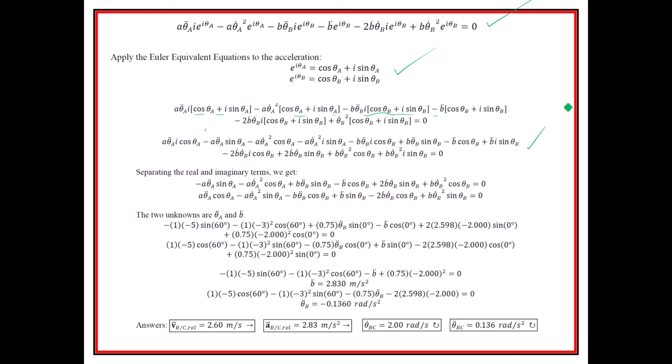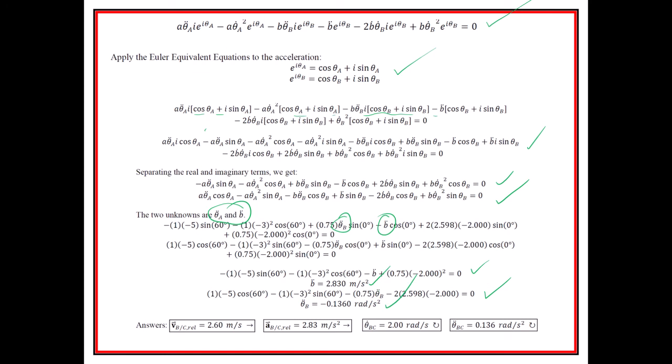And then I separate these into real and imaginary. Then I could plug in the knowns, and what I'm left with is a theta double dot and a B double dot. There's your theta double dot and your B double dot. And then just a little bit of algebra, and I'm able to find these 2.